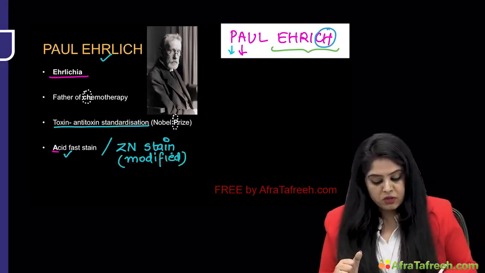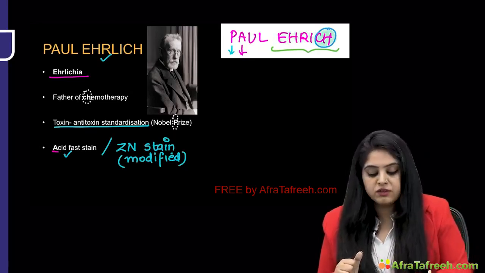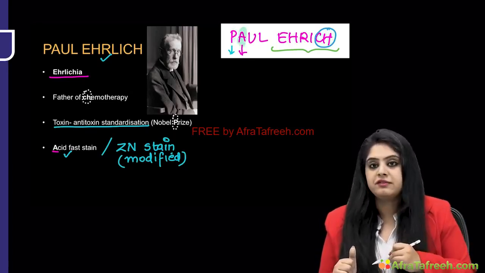Quick recap. When we are talking about Sir Paul Ehrlich, first thing is the Ehrlichia organism. Next, he's the father of chemotherapy. P is for the Nobel Prize, and A is for acid fast.